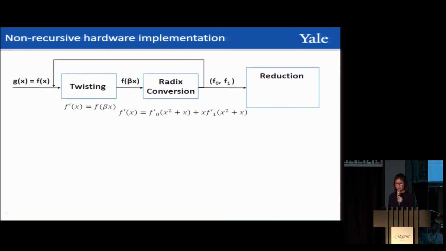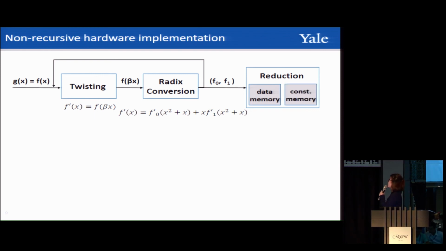So within the reduction module, you have two pieces of memory. The first is data memory, which stores the temporary computational results, and the constant memory, which stores the points that you need to evaluate during each level.